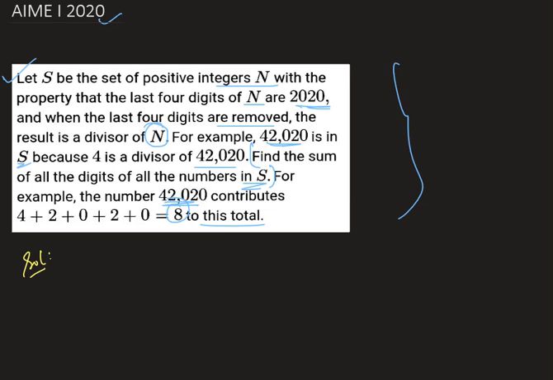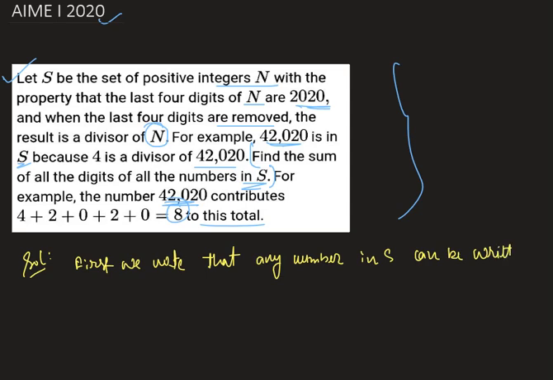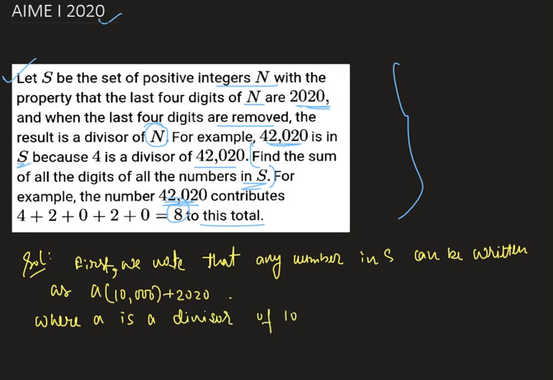Okay, so first we note that any number in S can be written as A multiplied by 10,000 plus 2020, where A is a divisor of 10,000.